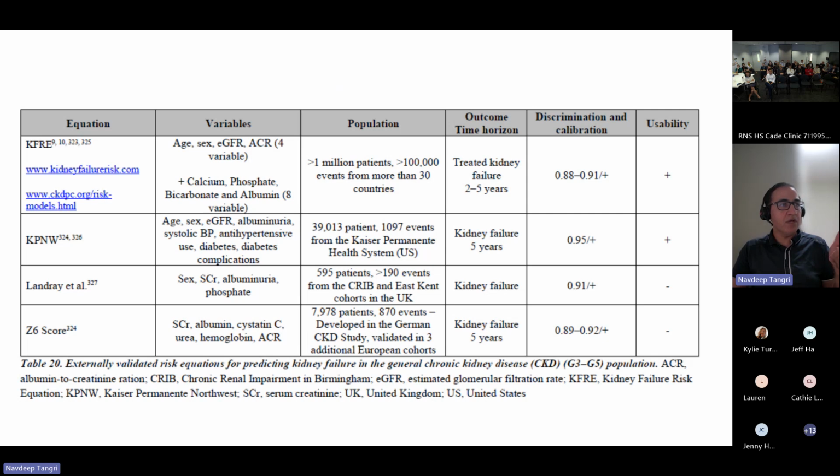It's the KFRE, which has been validated in more than probably 2-3 million people, has more than 100,000 events, highly accurate, highly usable. The Kaiser Permanente model from 39,000 patients, 1,000 events. It's so good that even Kaiser Permanente uses the KFRE. Martin Landry's model from CRIB and East Kent cohorts, 595 patients, and the Z6 score from the German CKD study. So these are the 4 models that the guidelines recommended you should choose from.